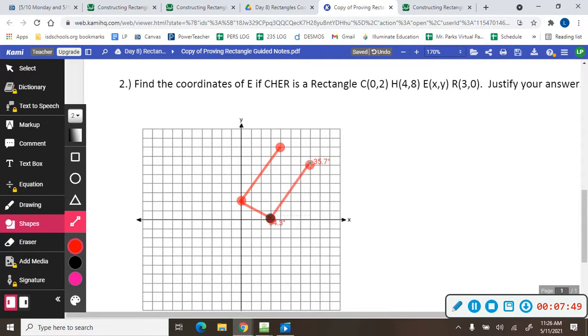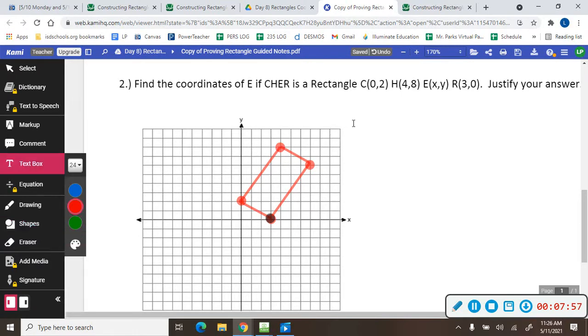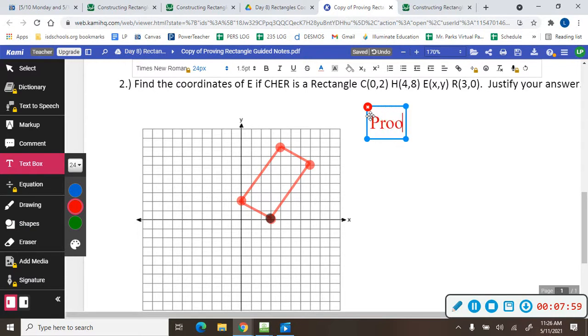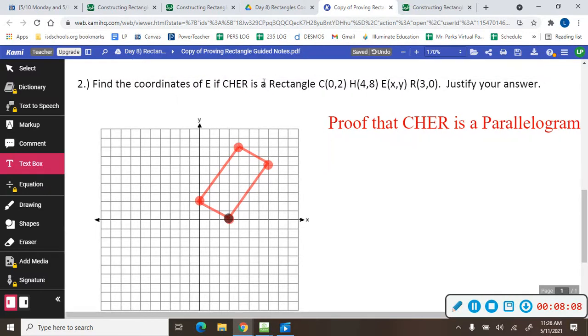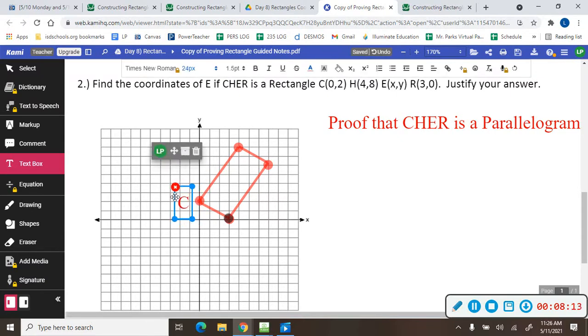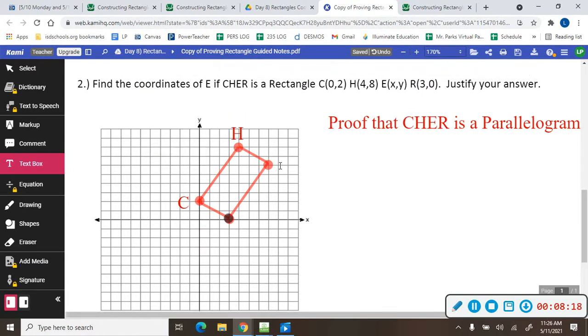First thing I would ask, does it look like a rectangle? And I would say it is. I would then prove it's a rectangle. So first, let's prove that CHER is a parallelogram. And it helps to have your coordinates. So C is at 0, 2. H is at 4, 8. I guessed on E. I didn't really guess, I used the slope. And R is 3, 0.